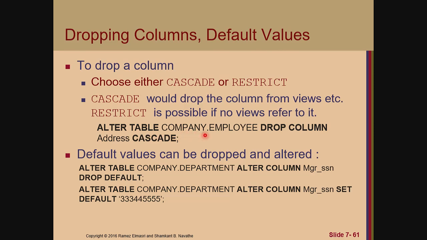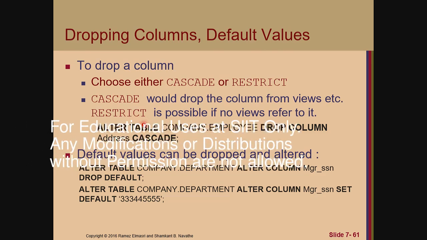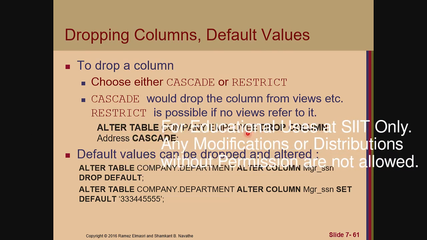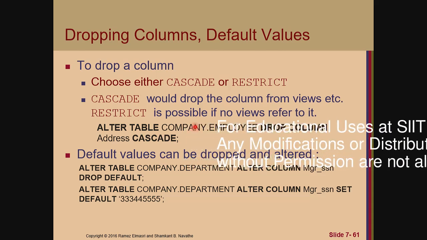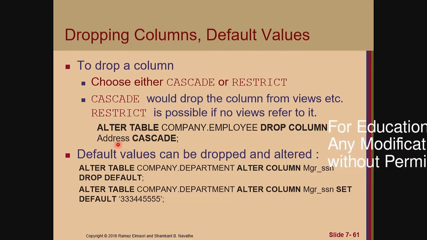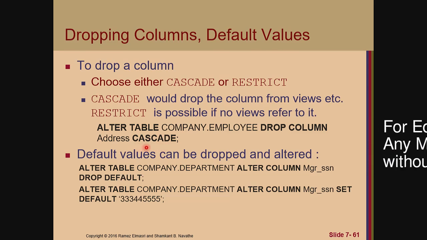Alter table company.employee drop column address cascade. This means you try to drop the column from the employee table in the company database. The column name is address. Then we use the cascade option. This means any view that refers to the address in the employee table will have the address column dropped also. Okay.